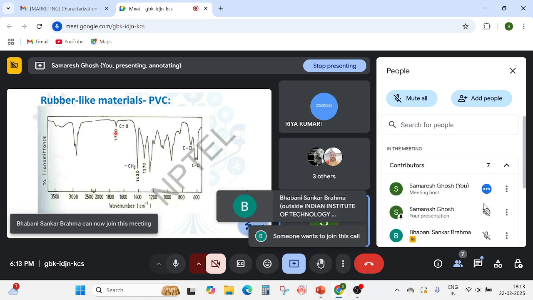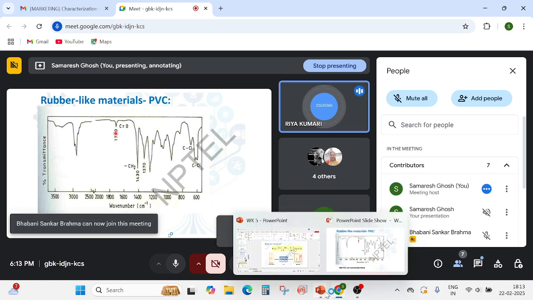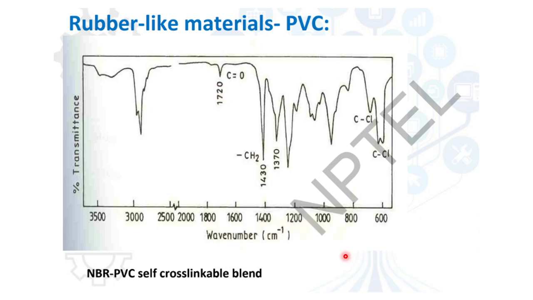Then you can answer it. You are going in the right direction. Chlorine has a minus I effect. Now I am asking you, if Cl has minus I, how will it impact this C double bond O? Because obviously minus I means it will impact this C double bond. So basically, what will happen?